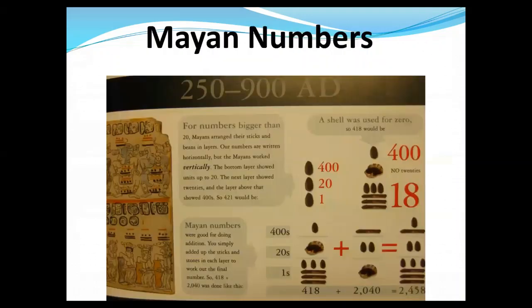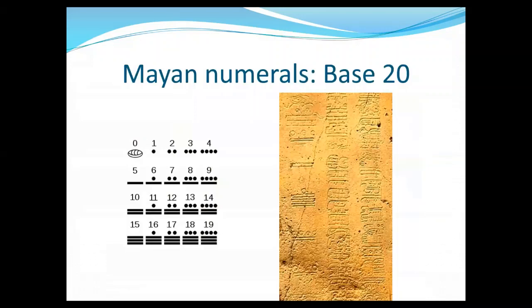Okay, so in Mayan, they use base 20. So this is the complete symbol for each numerical value. This is the symbol for 0, and the rest for 0 to 19.